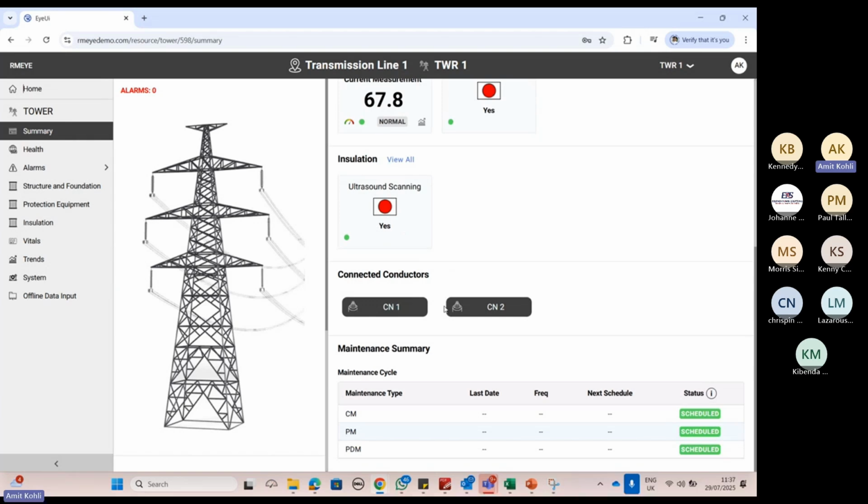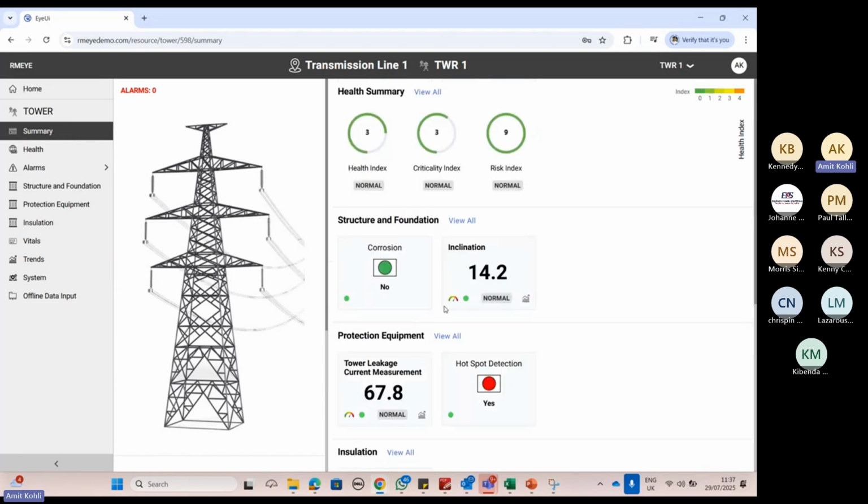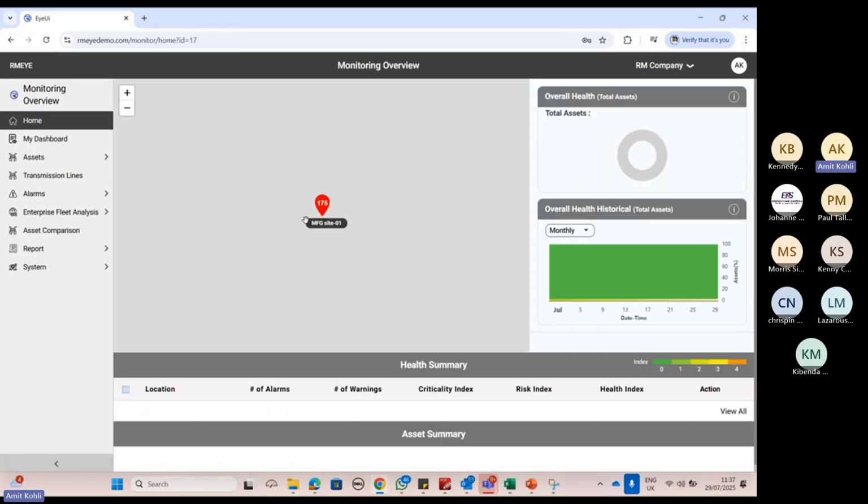So all of this is calculated from the offline testing data, visual inspection records, and online monitoring data. It does not mean that if you do not have online monitoring, it won't work. It will work if you just have the inspection data or simple photographic data, videographic data, those kinds of data. So we quickly looked into the tower.